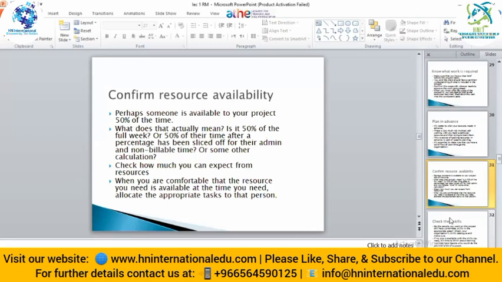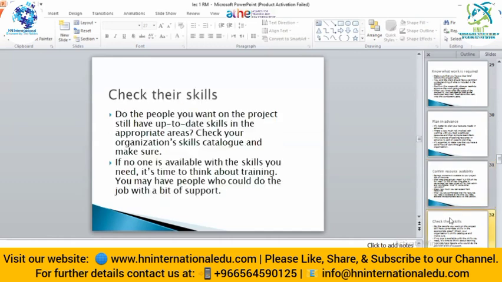What does that actually mean? 50% means either the full week or 50% of their time after a percentage has been sliced off. Like we can say that 50% means 3 days of the week, or 4 to 6 on a daily basis, or some other calculation like 1 day on, 1 day off. So we have to decide everything. Check how much you expect from that resource. When you are comfortable that the resource you need is available at the time you need, allocate the appropriate task to that person. So we are assigning the similar task to that person according to their availability.